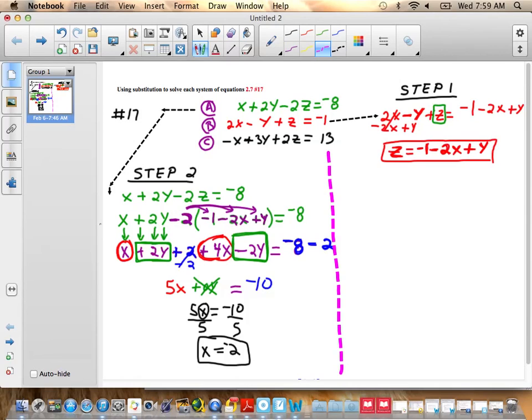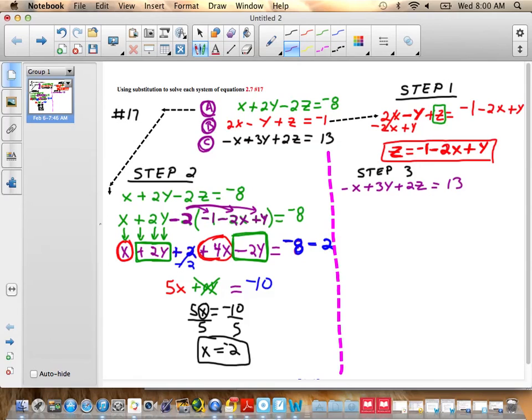All right, so let's take a look now, and we're going to create step 3. So when you look at this, I've used equation A. I used equation B at the very beginning in step 1 to find z. So now all I'm left with is one more equation to go through before I really start combining everything. And then, so C is going to be negative x plus 3y plus 2z equals 13.